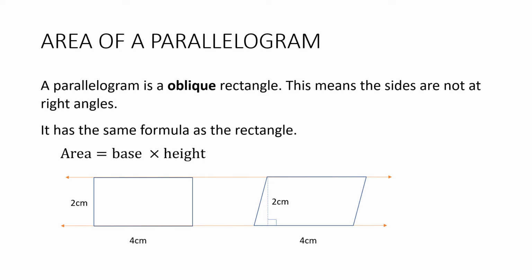Have a look at this picture. Here we've got our rectangle, length times breadth. Here we've got our parallelogram, base times perpendicular height. Again, it has the same area. 4 times 2 is 8 centimeters squared.